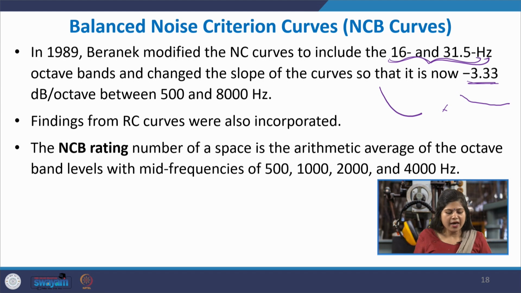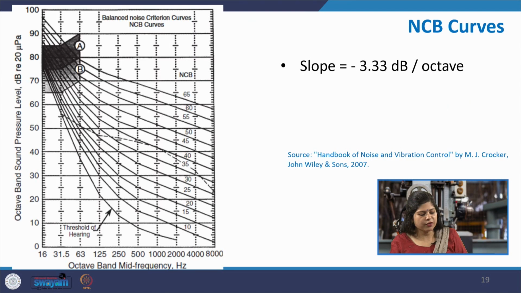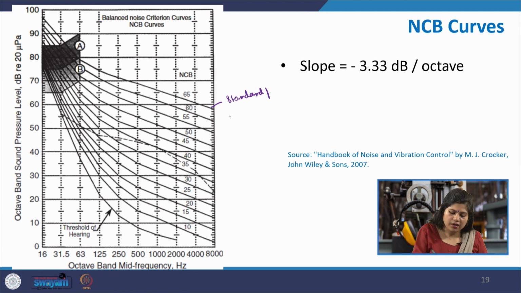This is one of the latest curves, and the NCB rating of any environment is simply, again just like in the RC rating, you do not need to know what is the standard NCB curves of an environment. You simply measure the 1/3 octave levels and find out the arithmetic average of its 1/3 octave value at 500, 1000, 2000 and 4000 hertz, and you will get the NCB rating. So, this is the typical NCB curves which shows the standard or simply the recommended. So, these are just recommended patterns.